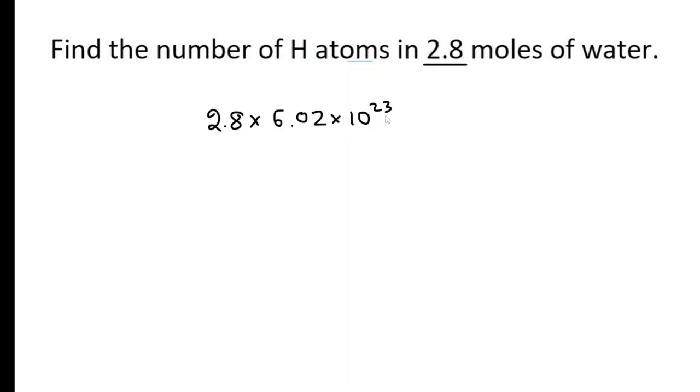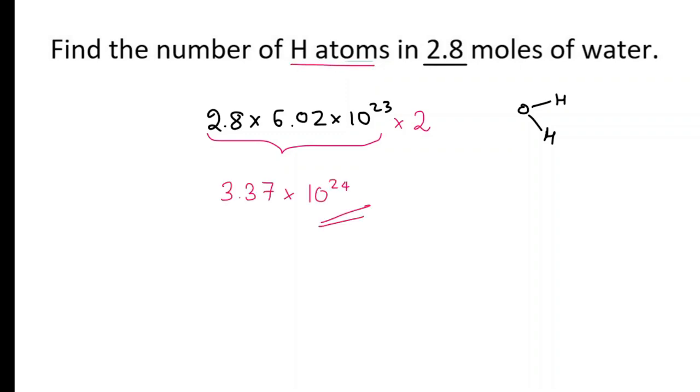Now, is that the number of hydrogen atoms? No, that's the number of water molecules, H2O. Each molecule has 2 hydrogen atoms, like each person has 2 hands. So what do you need to do? You need to multiply this number, which is the number of water molecules, by 2 to get the number of hydrogen atoms. So the answer is 3.37 times 10 to the power of 24 hydrogen atoms.